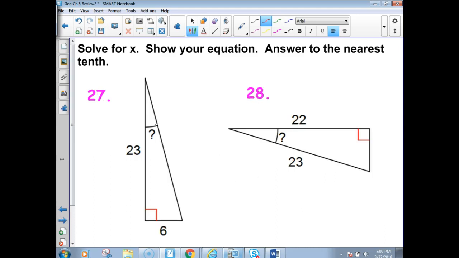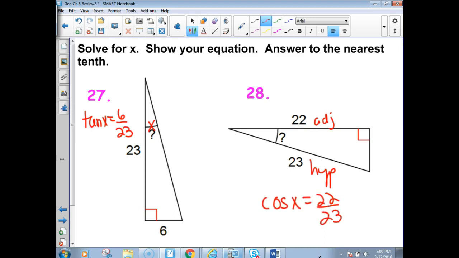All right, 27, what trig function will we use? Anyone? 27, tangent again. Tan x equals 6 over 23. I'm just going to go on. And 28, I think a lot of you, how many of you are ahead of me? Okay, this would be your cosine for number 28. Cosine x equals 22 over 23. Again, I'm going to post the answers on Google Classroom. Please go there. If you have not signed up yet, you should.